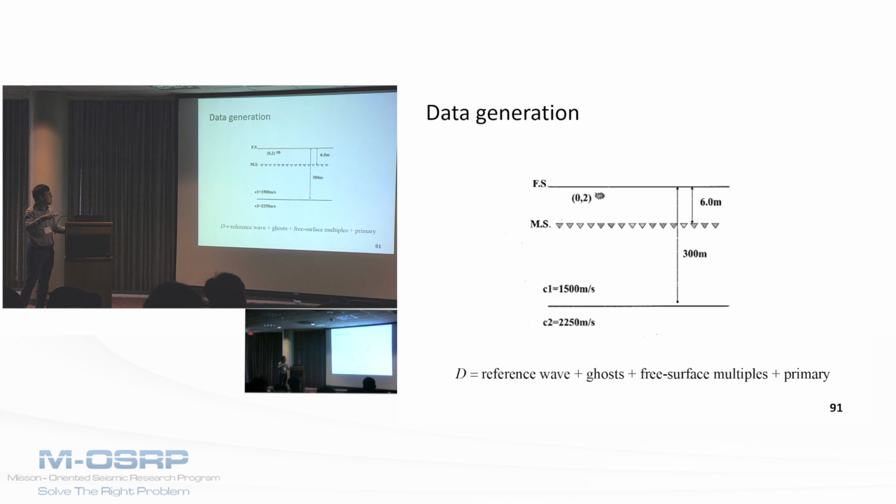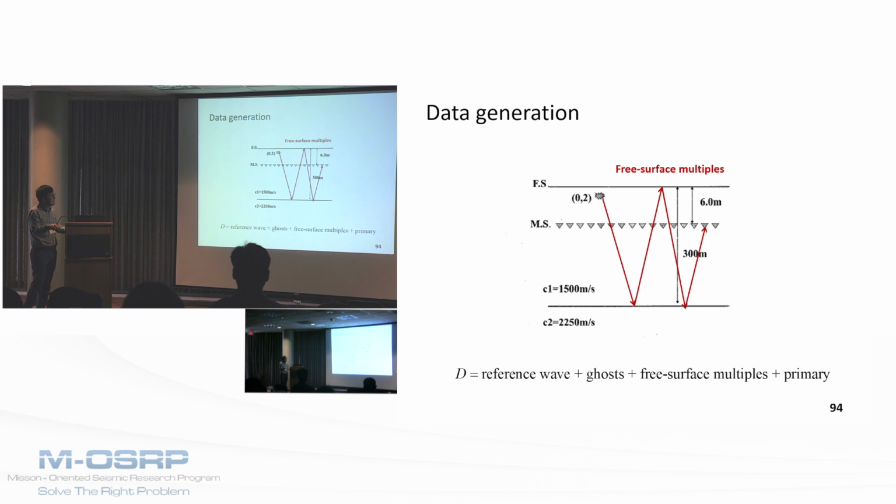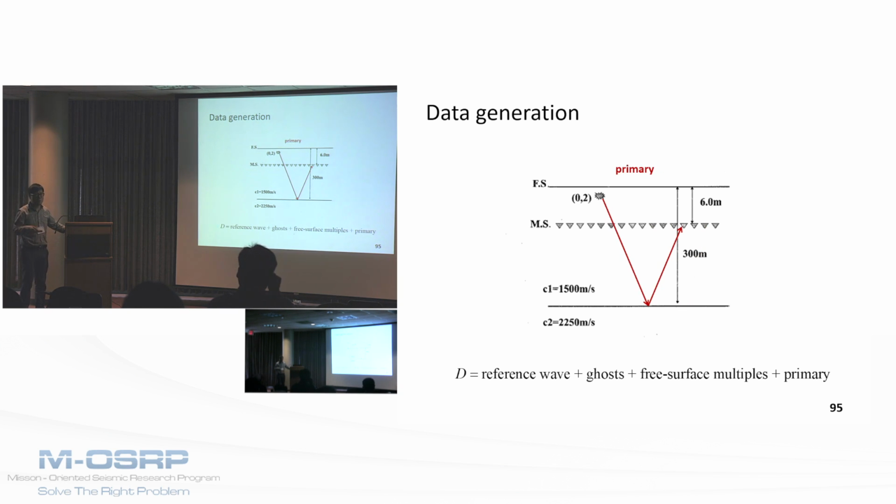What he did is use this model shown here, where on the top there is a free surface, and there is one reflector here. Using this model, he first generated data with all the available events in this experiment, like the reference wave, the ghosts, the free surface multiple, where we only plot the first order of the free surface multiple, and of course one primary. Because we have only one reflector, there are no internal multiples in this specific example.